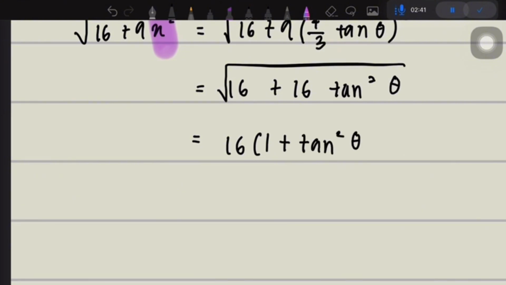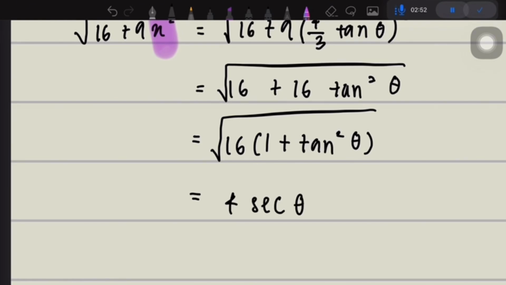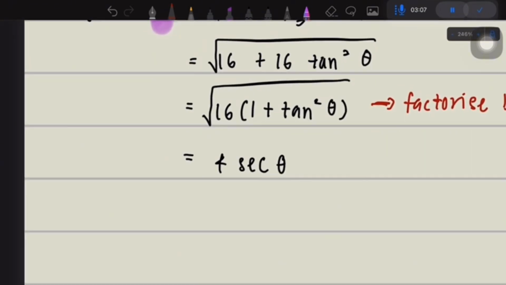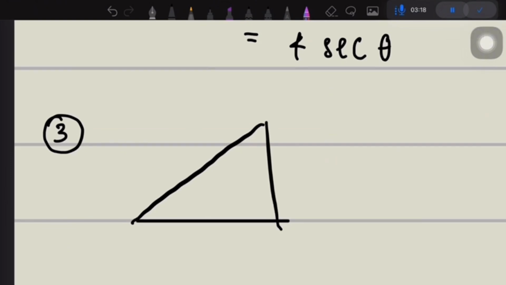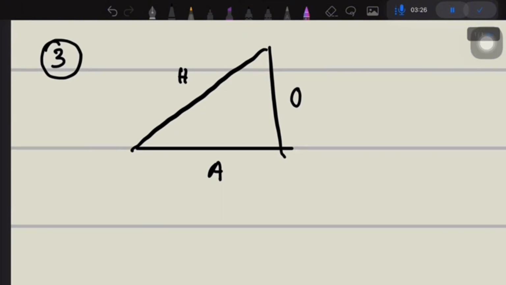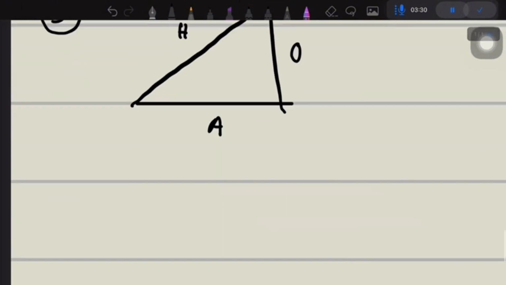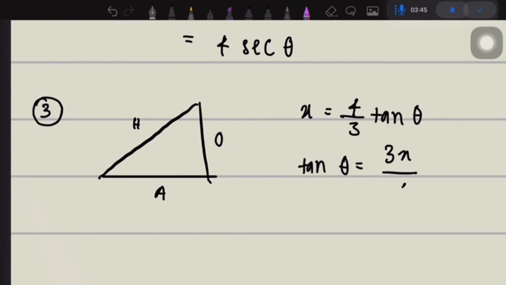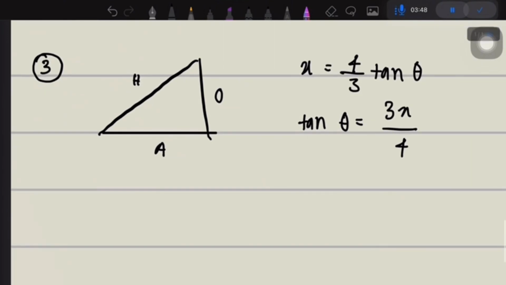From here, we factorize this. So next, step 3, draw the triangle, each opposite adjacent. So we know that x is equal to 4 over 3 tangent theta. We obtain tangent theta is equal to 3x over 4.